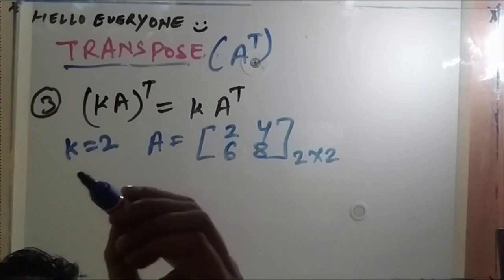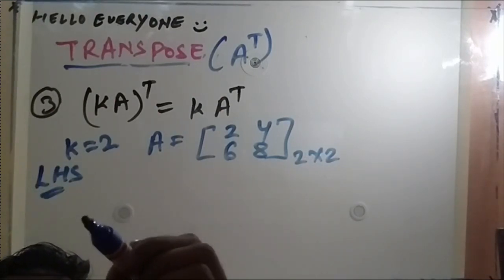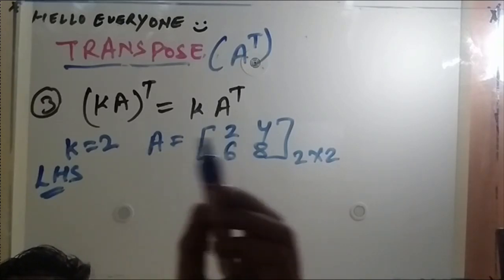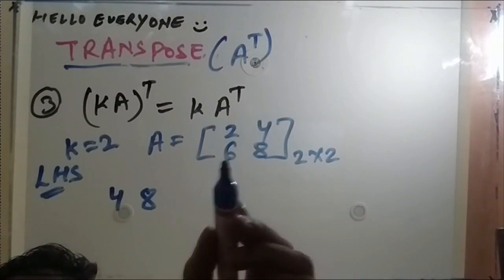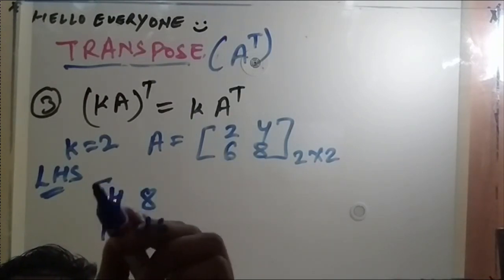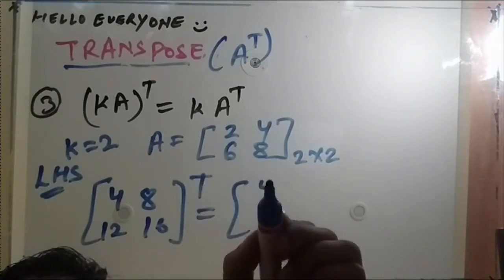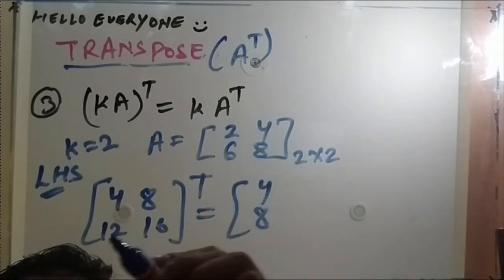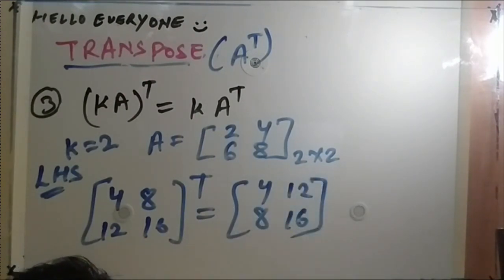Let's find the LHS first. We will have 2 times of A, which will be 2 2s are 4, 2 4s are 8, 2 6s are 12, and 2 8s is 16. Now we have to find the transpose, which will give 4, 8, 12, 16. Okay.